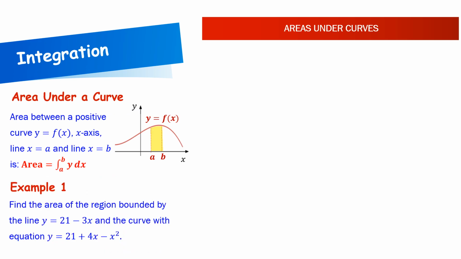Let's take a look at an example. Pause the video and have a go. Press play when you're ready to view the solution. So let's solve this. We are required to find the area of the region bounded by the line y equals 21 minus 3x and the curve with equation y equals 21 plus 4x minus x squared.